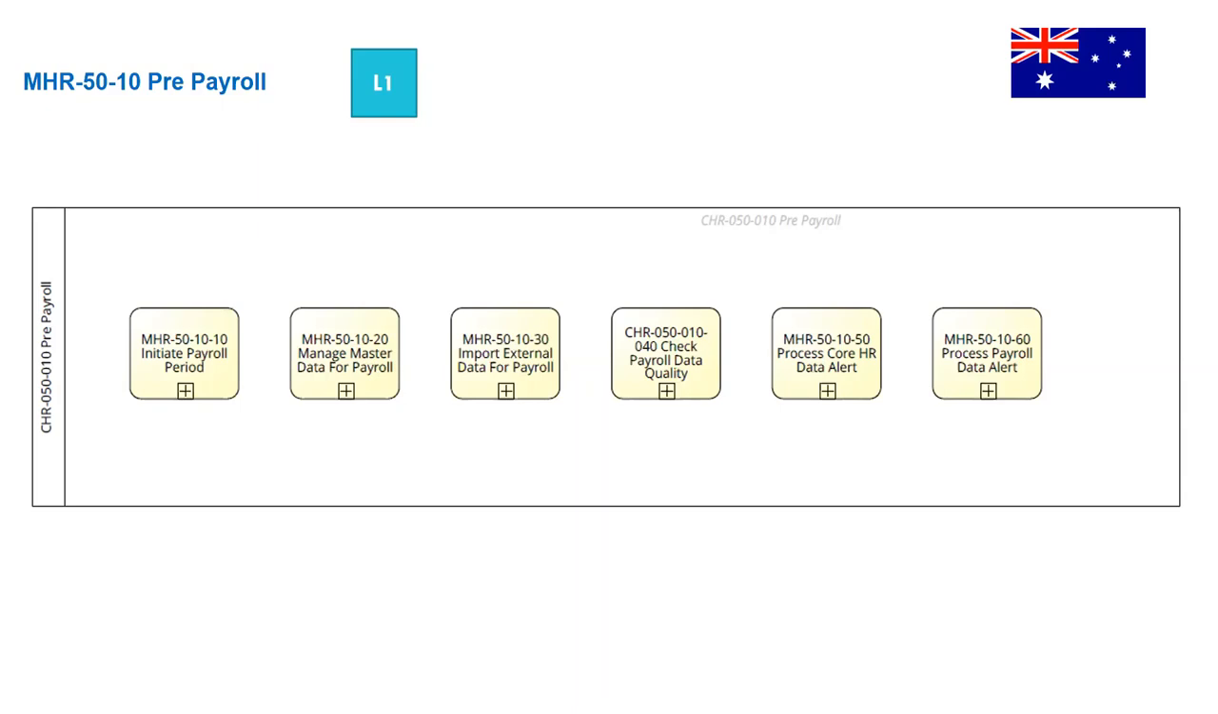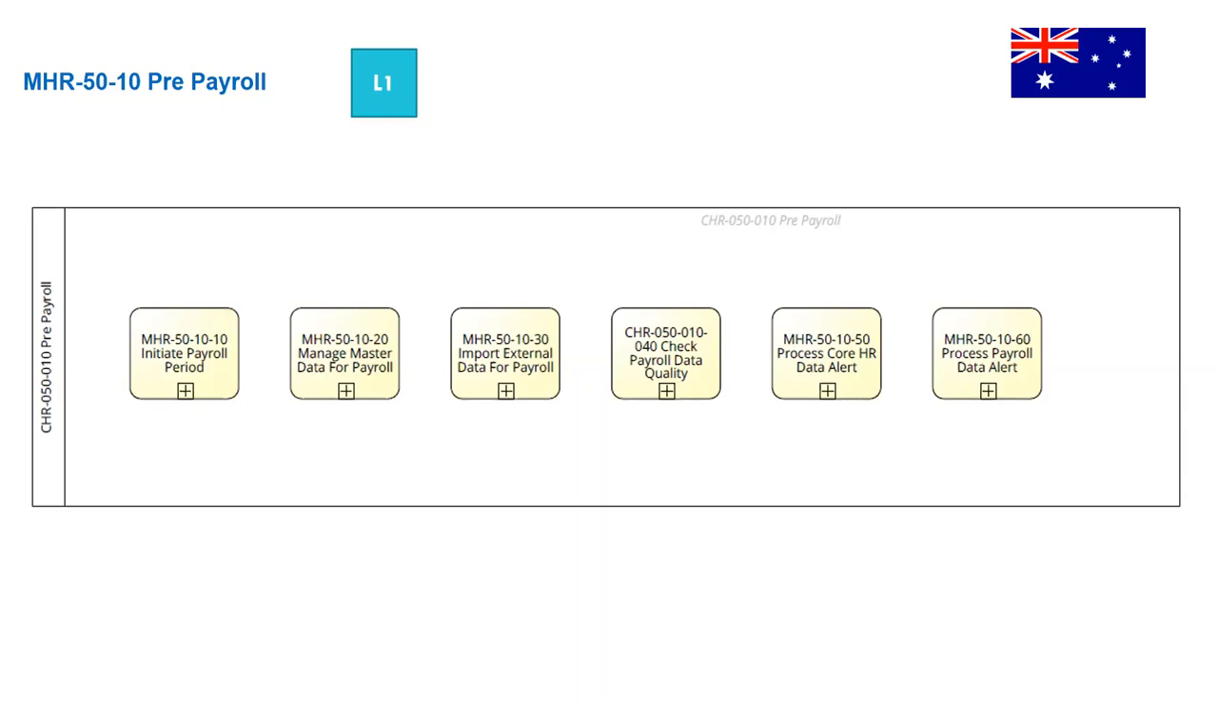But for the time being, we understand whether anything is missing or any redundancy of the data is there. It may happen, right? So again, you have to go back to HR to update. Those kinds of information we'll be seeing in the check payroll data quality part. So that is the fourth process.